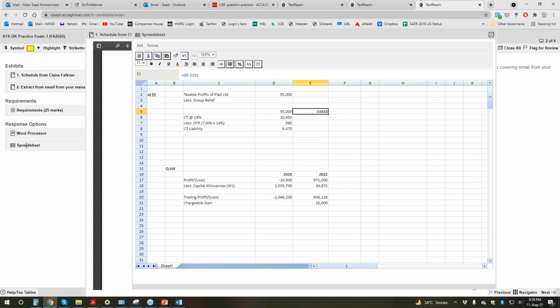It's 49848. This is the amount of loss that I can leave behind, so that exactly my answer will be 980. So guys, if I deduct 49848 here, you can see that it's exactly 0 or -1. The -1 is just because of the rounding difference.